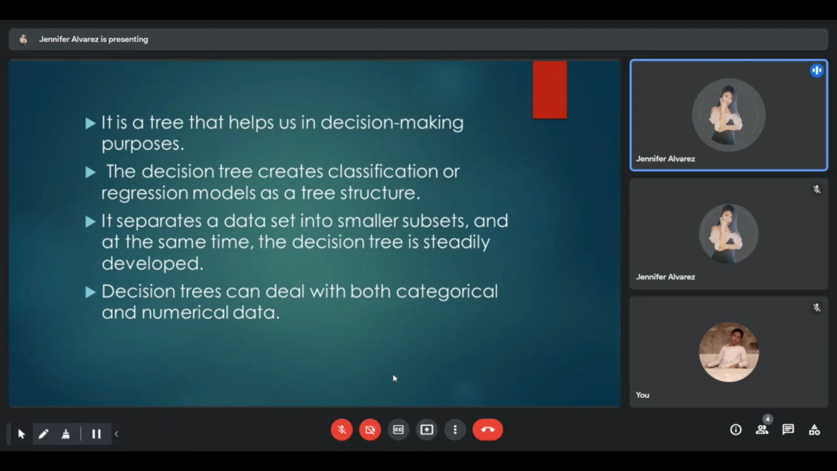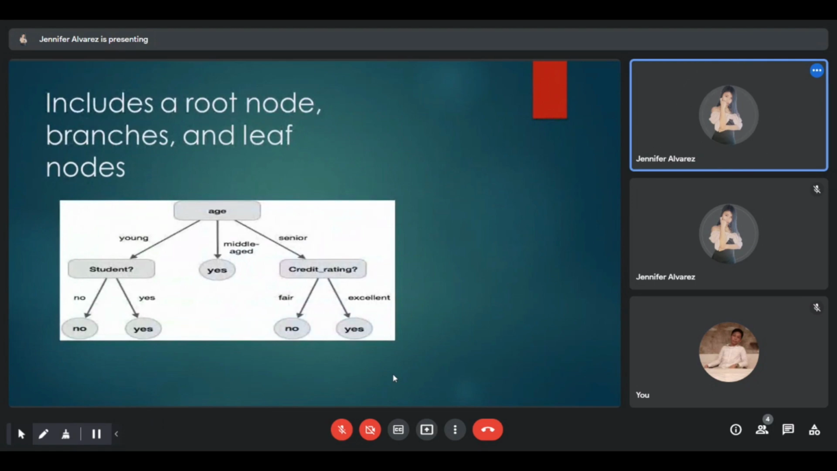So, mas flexible yung decision trees kasi it can deal with categorical and numerical data. Ang decision tree ay mayroong root node, branches, and leaf nodes. Tapos, ito yung example. The following decision tree is for the concept of buying a computer. It indicates whether a customer at a company is likely to buy a computer or not. Yung internal node, nagre-represent siya ng test on an attribute. Tapos, yung leaf node naman, nagre-represent siya ng class.